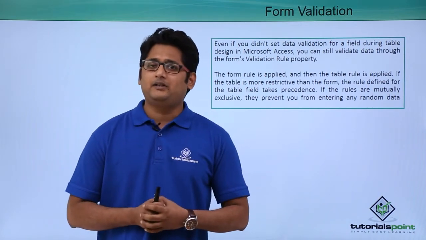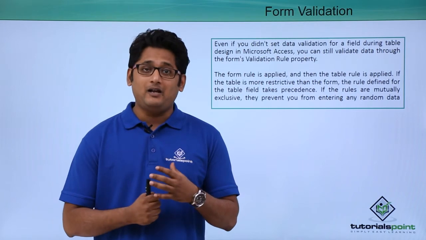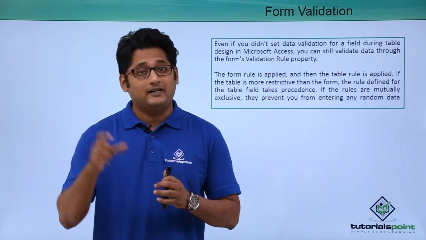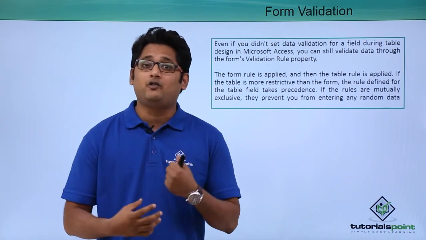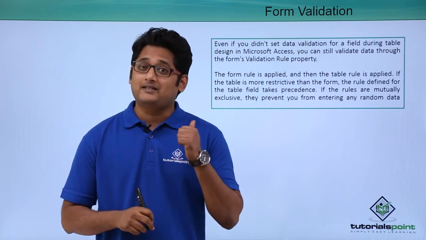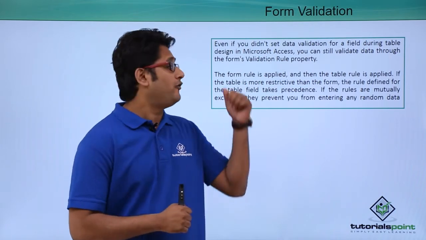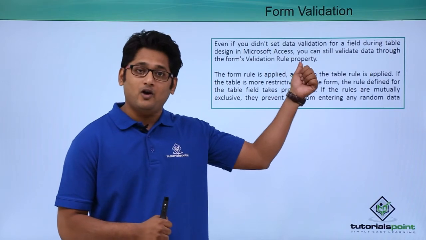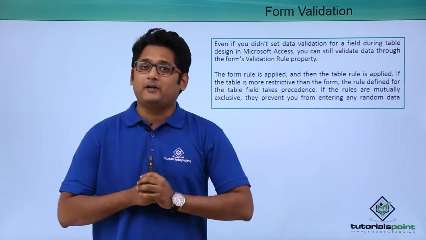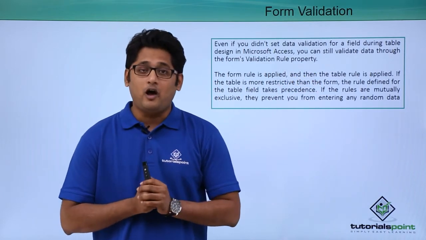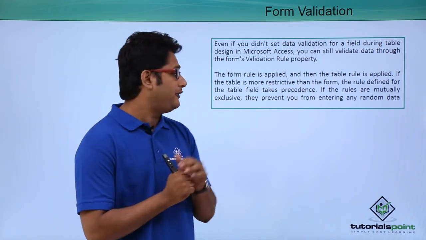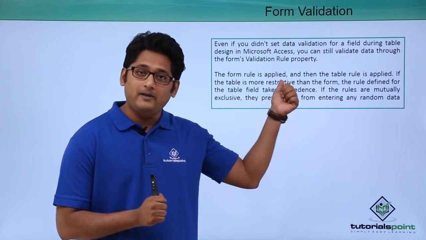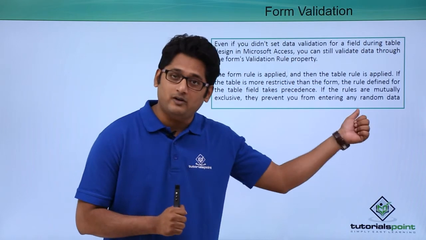Let's take for an example that we have created a table, and at the time of creating the table under the design view, we forgot to apply the validation. Not to worry guys, we can still validate our data through the form's validation rule property. Alright, so after applying this particular rule, we have to make sure of these points: first my form rule will be applied and then my table rule will be applied.